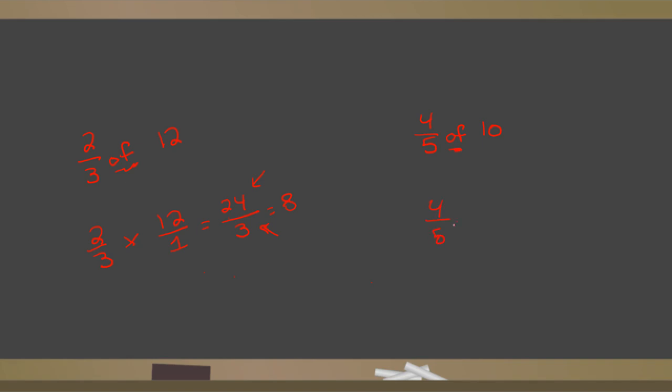So 4/5 times 10, and any time I want to make a whole number a fraction, I put a 1 under it. So I have 4 times 10 is 40, and 5 times 1 is 5, and 40 divided by 5 equals 8. So 8 would be my answer.